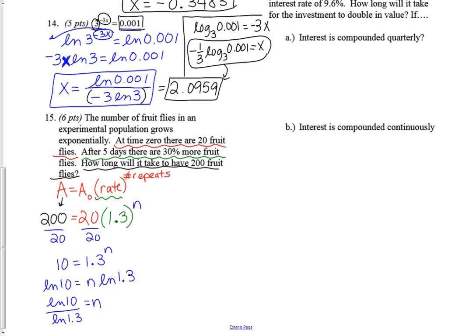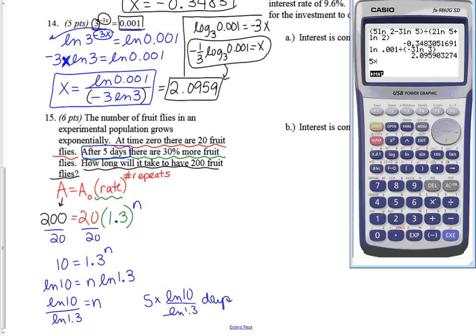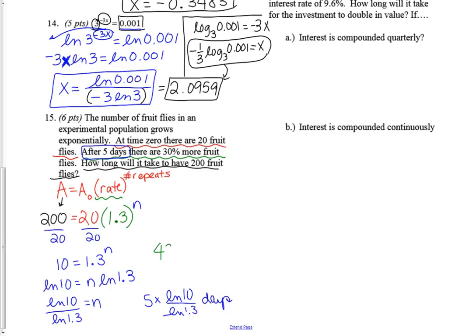The thing that I haven't taken into account is that it repeats every 5 days. So I'm going to need to multiply this by 5, giving 5 times the ln of 10 over the ln of 1.3 days. That's not really a very nice number, so let's put it into our calculator and see what we get. I have 5 times the ln of 10 divided by the ln of 1.3, and this is telling me it would take 43.8814 days.